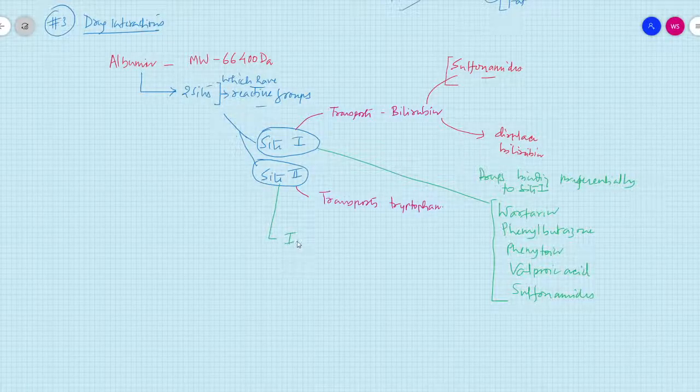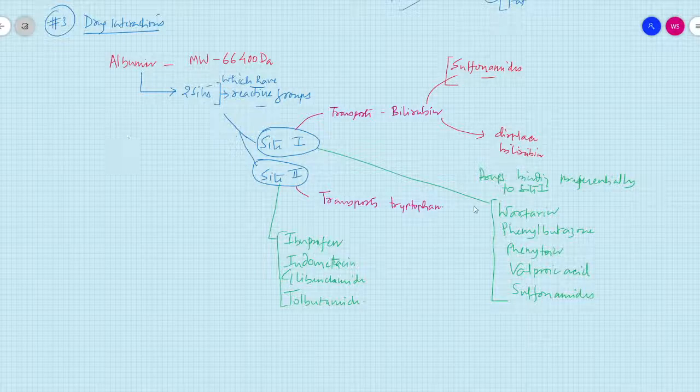And the NSAIDs, ibuprofen, indomethacin, glibenclamide, tolbutamide. Okay, so you know the anti-diabetic drugs and the NSAIDs, they preferentially bind to site 2.